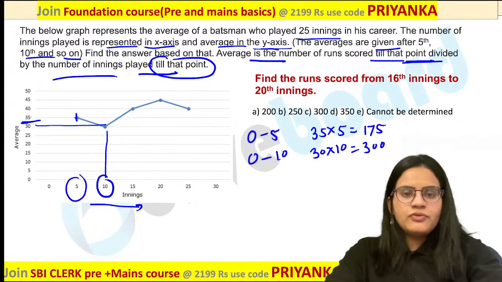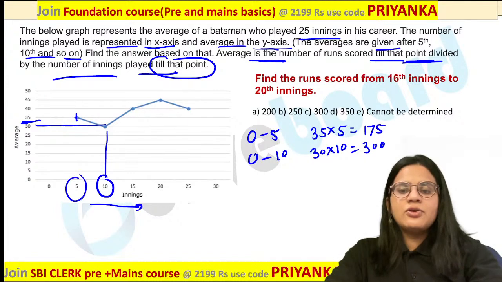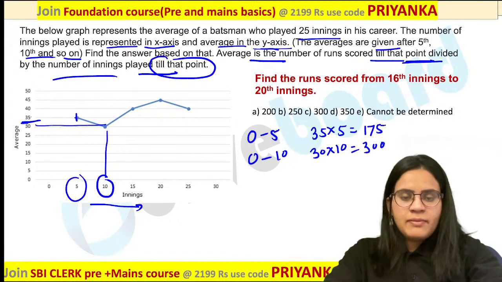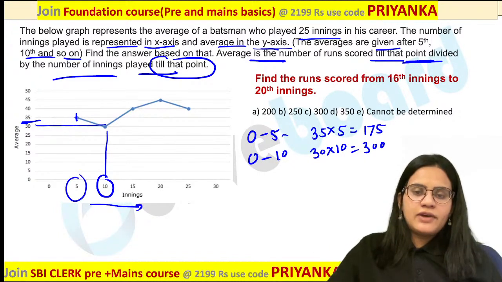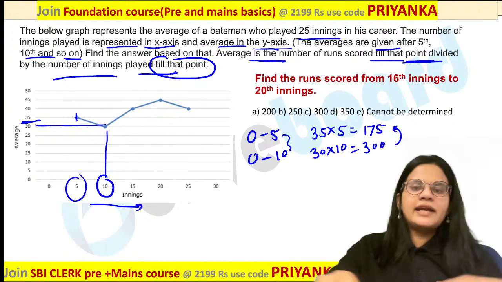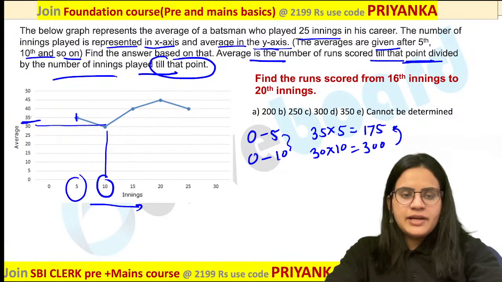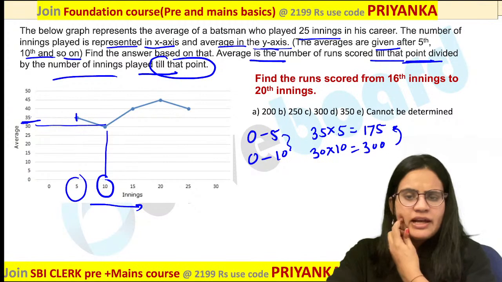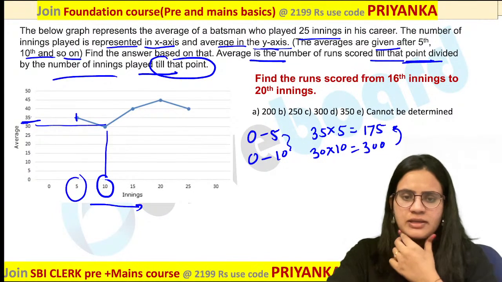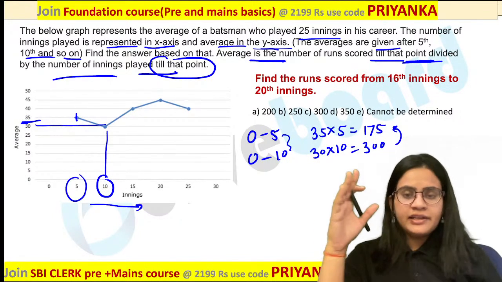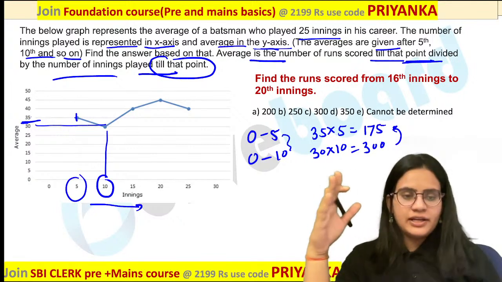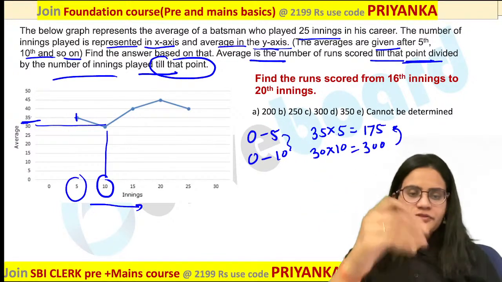So from 0 to 5, you have calculated the value. Next value is going to be from 0 to 10 over here. So if I am asking you what is the value between 5 to 10, you are supposed to subtract these 2 marks. Everybody is following this? Arul, Meena, Hem, everybody is following this concept over here? So we are calculating the total runs after that particular innings, and then we are calculating the difference over here.